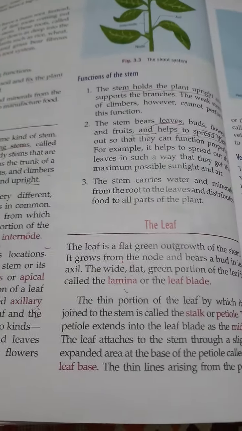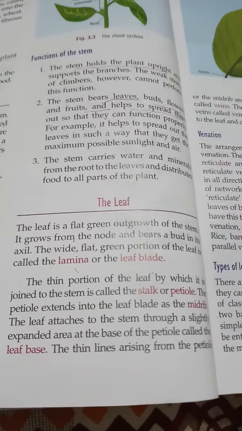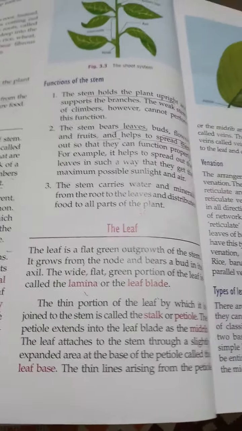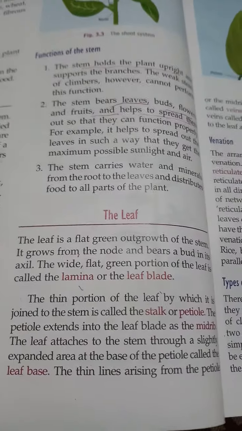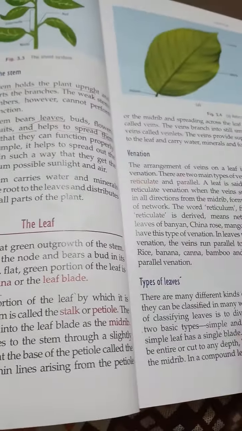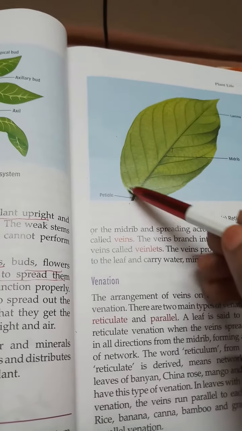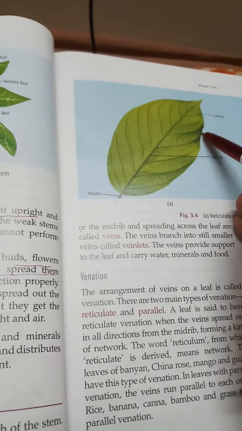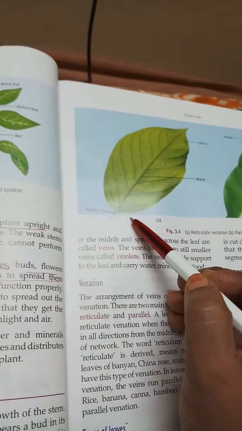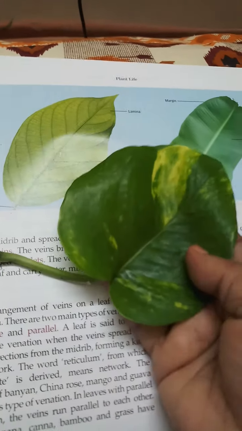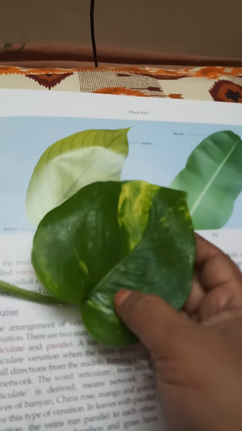Then again, let us see the structure of a leaf. Leaf has a very wide, flat, green portion. You can see in the leaf, a very flat, wide portion. That part is known as the lamina of a leaf. All the leaves have a wide, large portion. This wide portion is known as lamina.